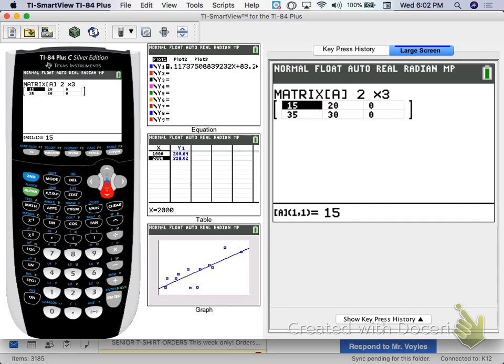Now, I did carry over some of the numbers from the last example. That's okay. You can just type over top of them. There is a way to delete those numbers, but it's really more trouble than it's worth. It's just as easy to go ahead and type over top of them.